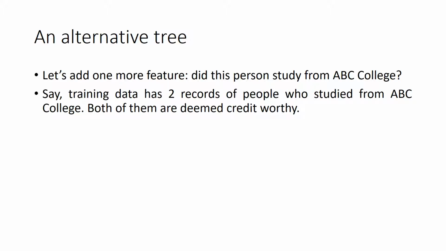Let's say in my training data, I have only 2 records of people who studied from ABC College, and both of them were deemed as creditworthy. So there are only 2 records of people studying from ABC College, and both of them are deemed as creditworthy. Let's say, had I split on this particular question, did this person study from ABC College? Then let's see what my decision tree would have looked like.